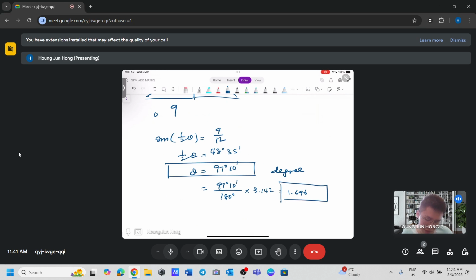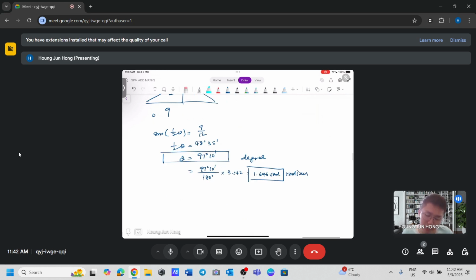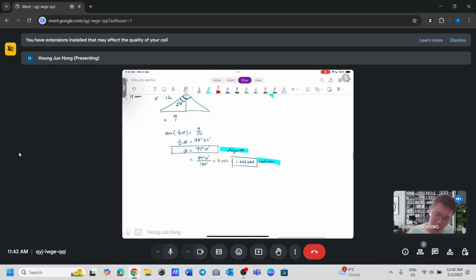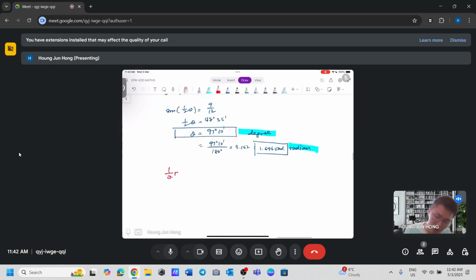This is in radian. So again, we need to always have degree and radian, because remember later, we need to use both degree and radian. Now again, I think it should be very simple. Now you just have to find out the sector and the triangle.